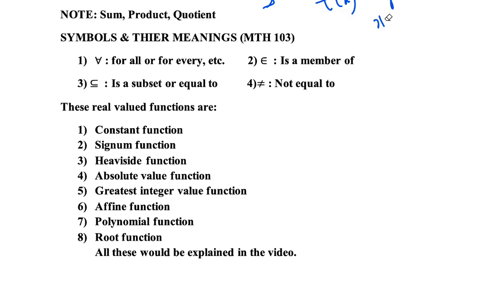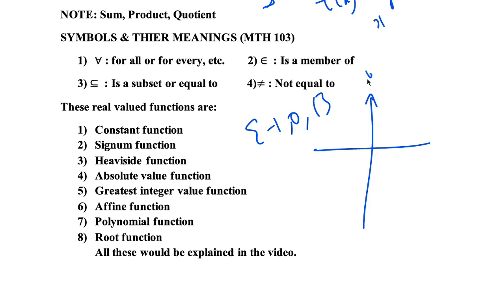So for the signum function, note that it is applied in electrical systems, engineering systems, and all of that, input and output, stuff like that. What are the values that a signum function can take? Right, let's look at that: -1, 0, 1.